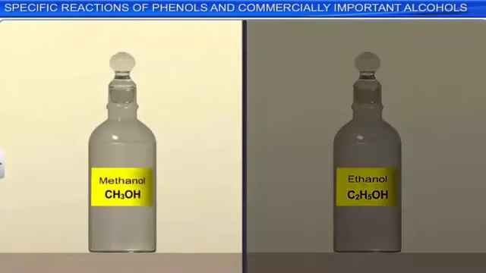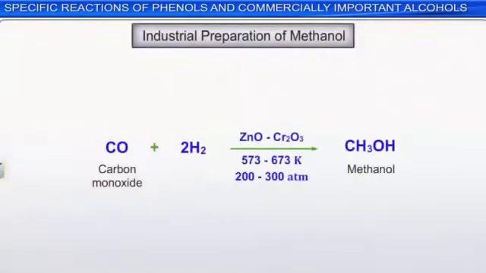Methanol has the chemical formula CH3OH. It is commonly referred to as wood spirit or wood alcohol because it was first obtained as a byproduct from the production of charcoal from wood. Methanol is prepared on an industrial scale by the catalytic hydrogenation of carbon monoxide. This reaction requires high temperature and pressure, as well as a zinc oxide chromium 3 oxide catalyst.